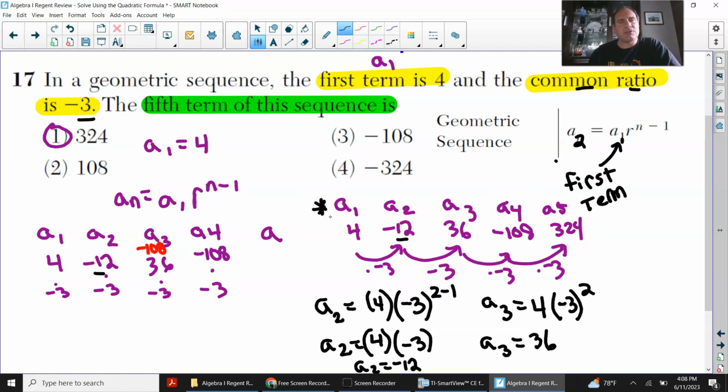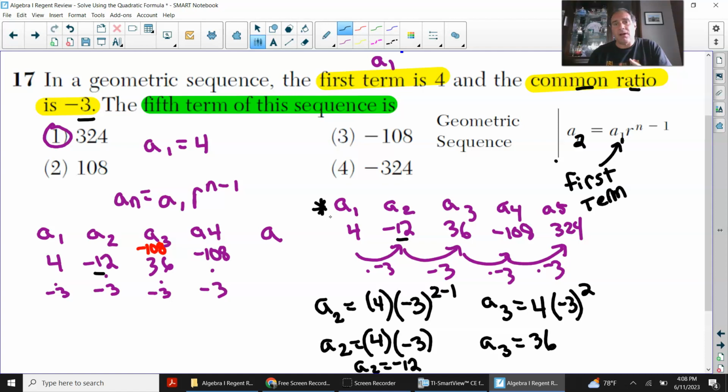All right, just remember, geometric sequence, you're multiplying, and they're giving you the first term, and they're giving you the common ratio. It's just multiplication. That's all it is. They could have said the first term was 10. And it would be 10 times negative 3. The second term would be negative 30. All right, so just take your time, use the formulas.